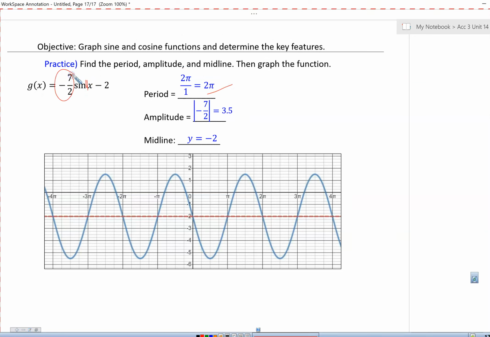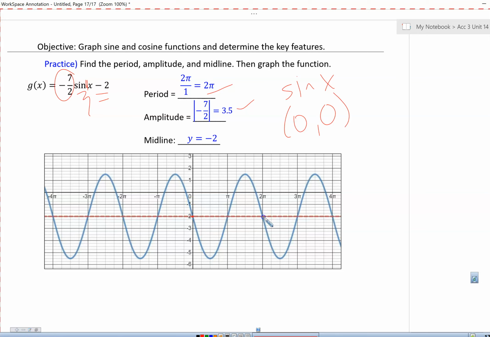Amplitude is the absolute value of negative 7 halves, which would be positive 7 halves, which is also equal to 3.5. Midline would be y equals negative 2, your k being negative 2. So this one, the midline is drawn in for us, and we are graphing sine. So sine, remember, our unit circle tells us at 0 radians, the sine value is 0. So that means it's starting on its midline. So you'll notice 0, 0 moved down to the midline right there.